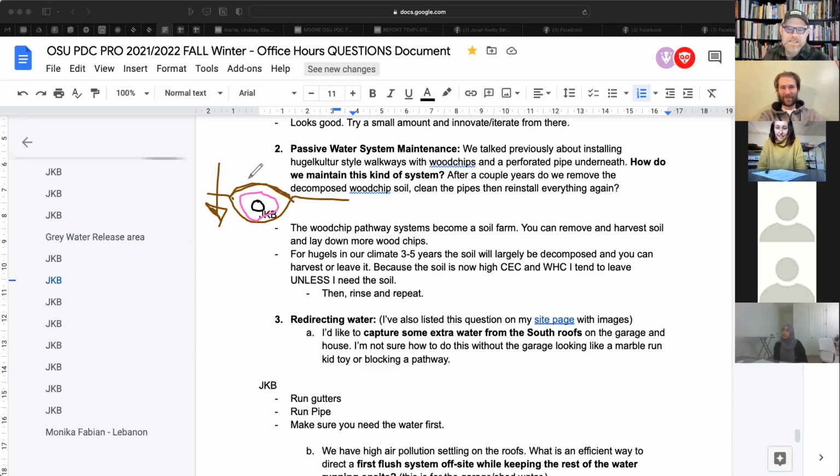So in this situation, the maintenance of this is twofold. If you want to harvest worms, if you want to harvest soil, you can. If you want to just keep it as a high water retention area, you can. If you want to leave it, you can. It's just up to you. It's what your needs are.